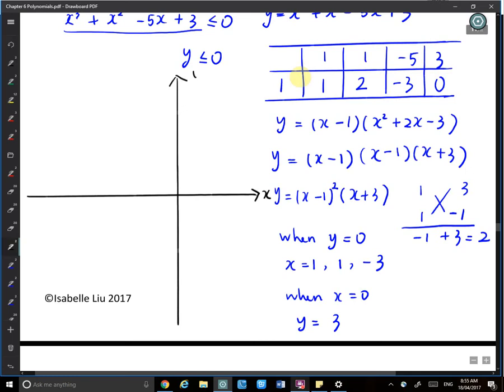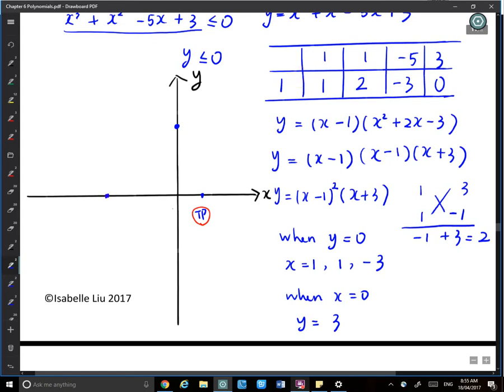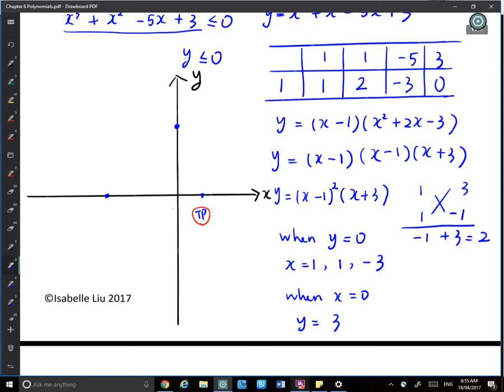Have x and y. Okay, you have (0, 3) as the y-intercept. And you have 1. Remember, 1 is a turning point. If you forget that, that will be really bad. You need to label the turning point here, to tell yourself that's a turning point. And minus 3, okay, that's a normal intercept. The graph will go through that point.